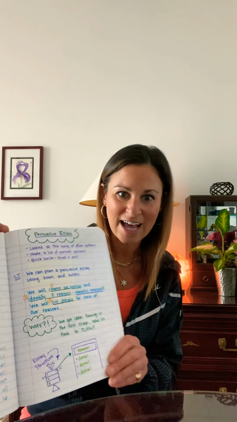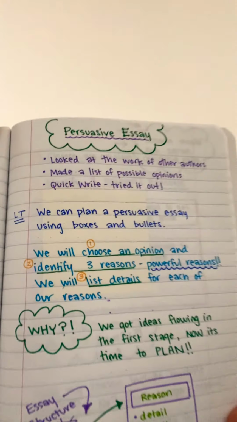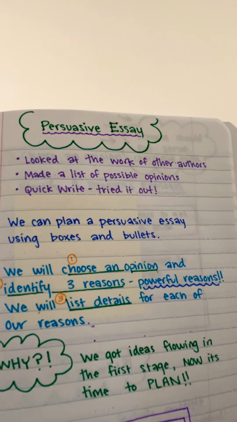Let's talk about how we're going to do that today. So we said we're going to plan using boxes and bullets. Well, there's a few tasks. Let's look at those tasks again. First, we're going to choose an opinion. And then we're going to identify 3 reasons. Now these reasons, they should be powerful reasons. I'll talk more about that. Then we're going to list details for each of our reasons.